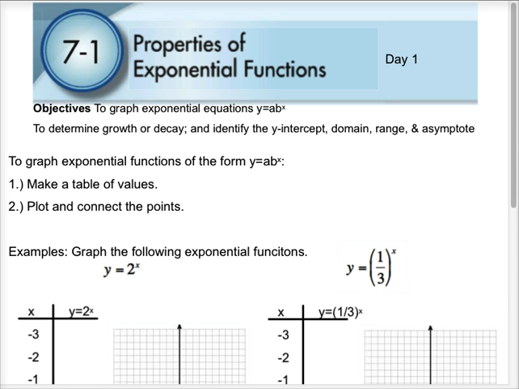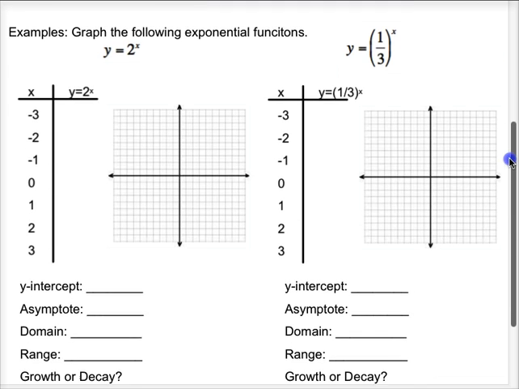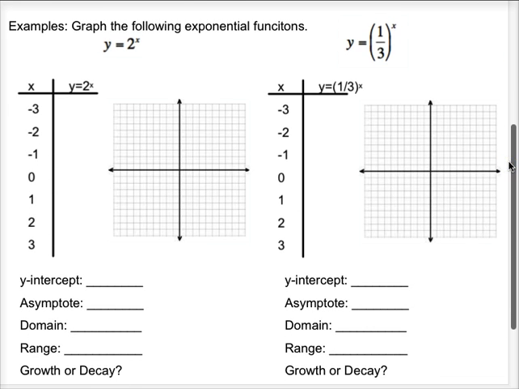Now, the graphs are actually pretty easy this time because it's not like lines or parabolas or anything like that where there's a set of rules to make it. Basically, the only thing you have to know in order to make it is how to make a table. So if you notice, in order to graph exponential functions of the form y equals a times b to the x, you want to make a table of values and you're going to plot and connect the points that you make in the table. So here are two examples that we're going to be running through.